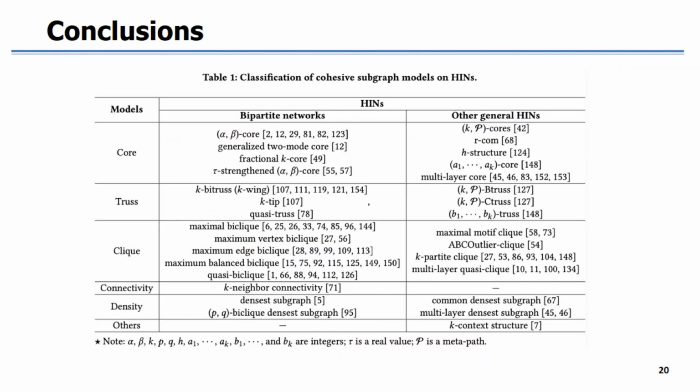As a summary, in the tutorial, we comprehensively reviewed the following works for bipartite networks and general HINs according to the models such as core, truss, clique, connectivity, density, and other interesting models.